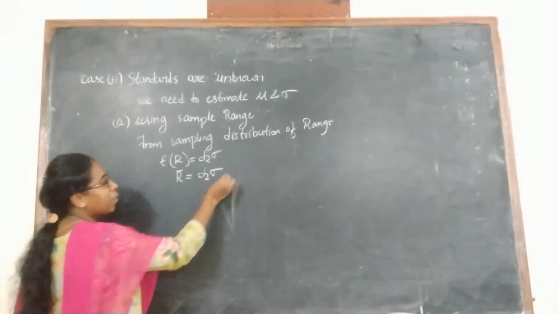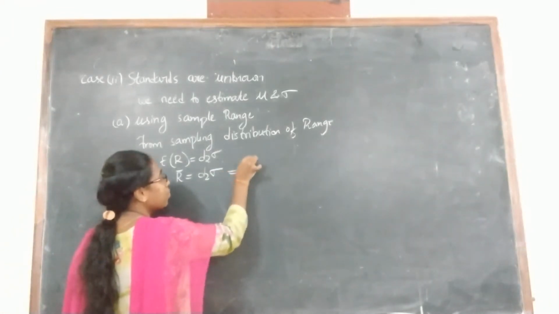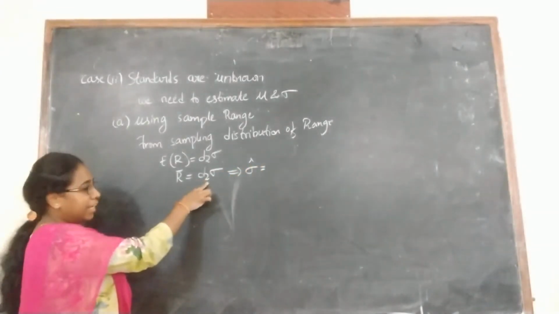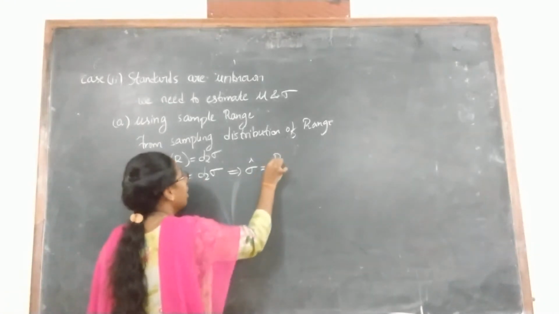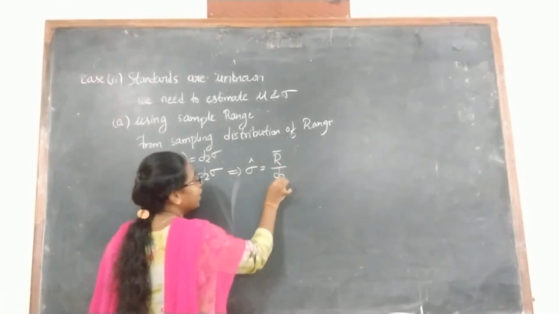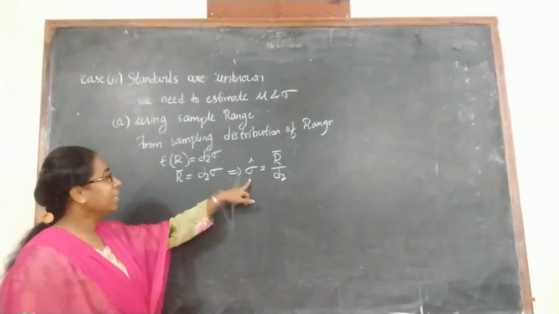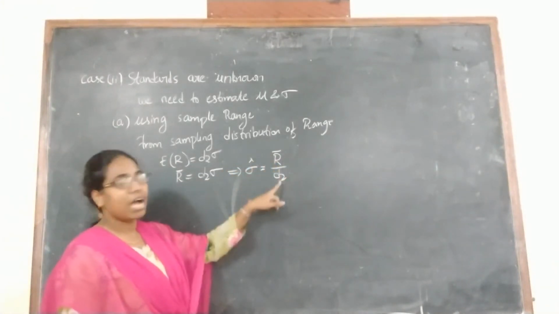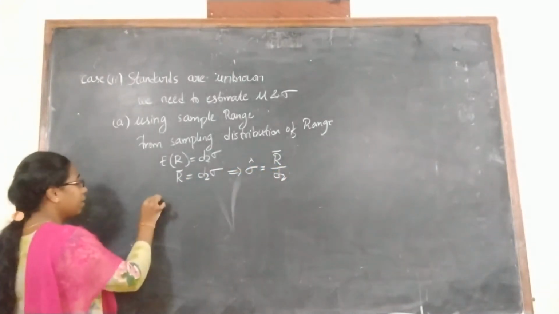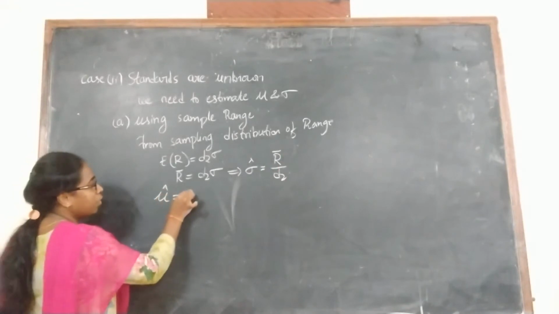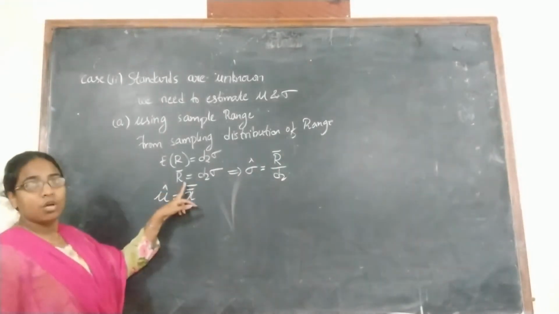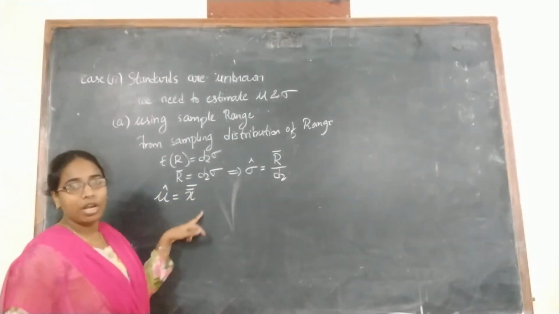So from this, how can I estimate sigma? Sigma hat equals, if the d2 goes that side, R bar by d2. So we have estimated sigma hat equals R bar by d2, and mu hat equals X double bar, which is the overall mean.